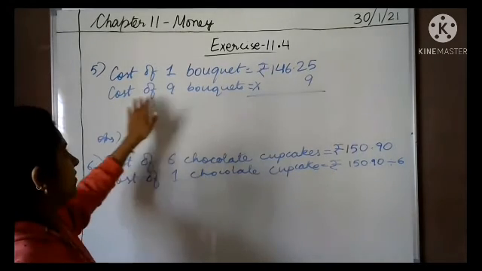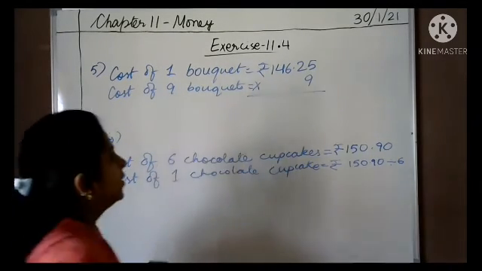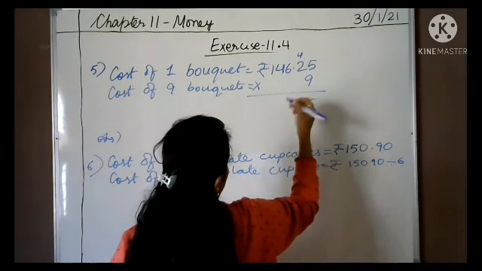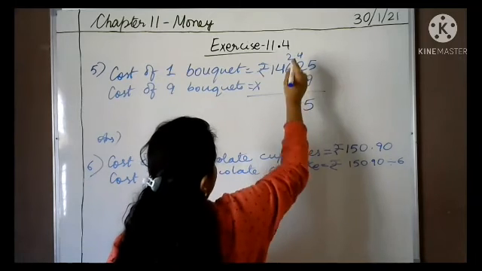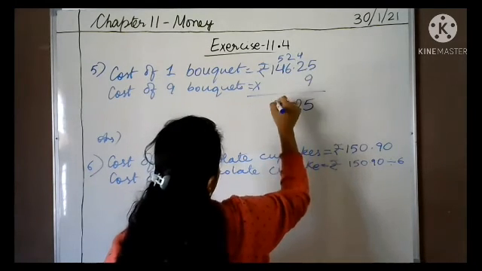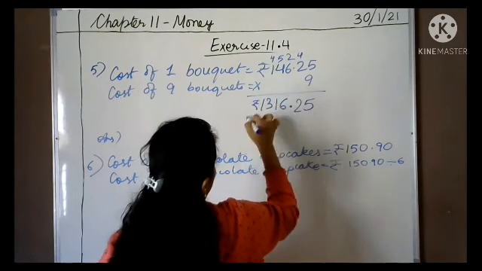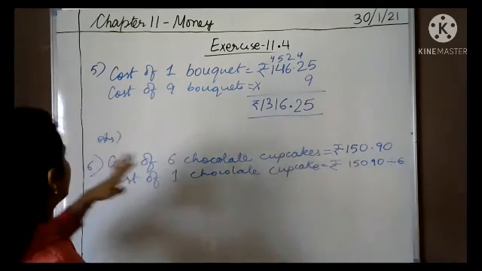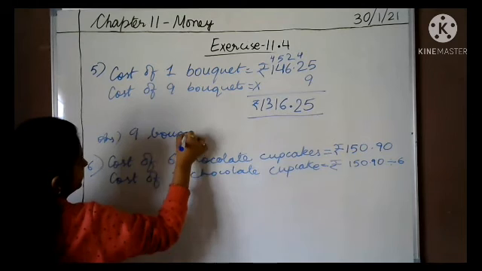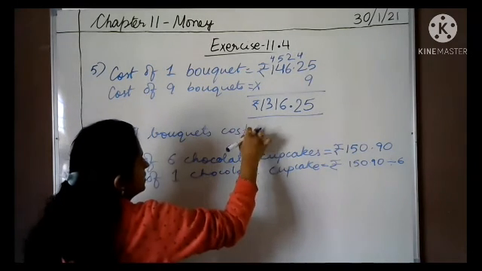So cost of one bouquet is given. For finding the cost of 9 bouquets, we need to multiply this amount by 9. So 9 5s are 45, 5 carry 4, 9 2s are 18 and 4, 22, carry 2, 9 6s are 54 and 2, 56, 9 4s are 36 and 5, 41, 9 1s are 9 and 4, 13. So 1316 and 25 paise. 9 bouquets cost rupees.